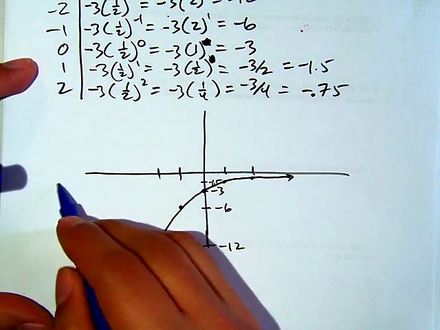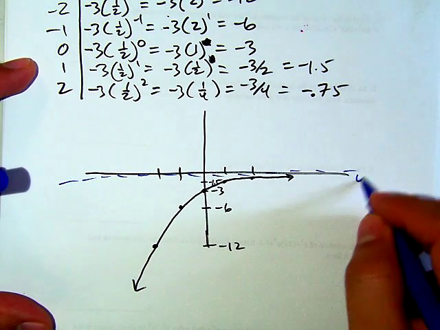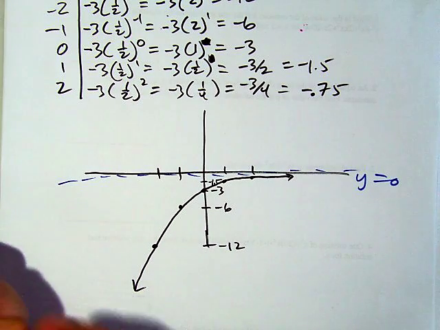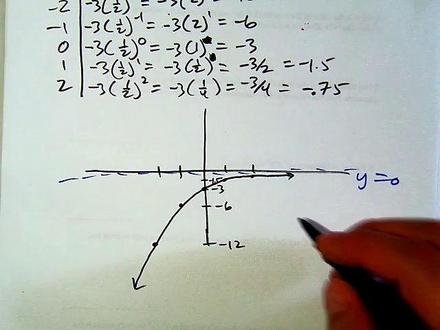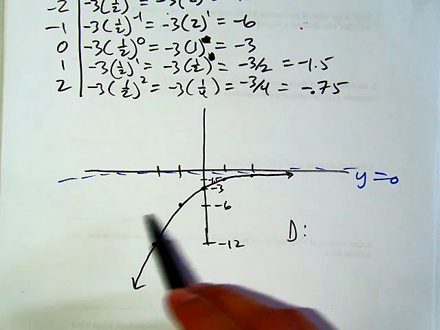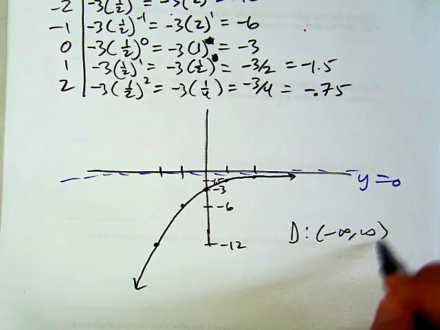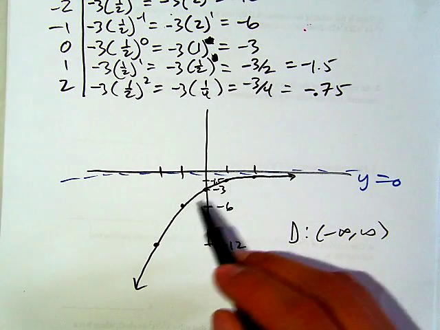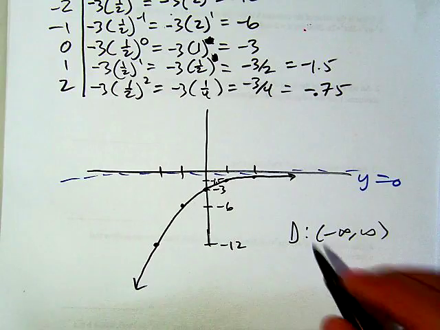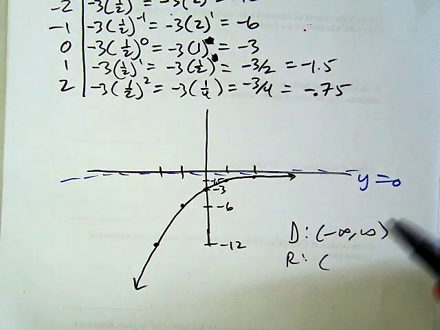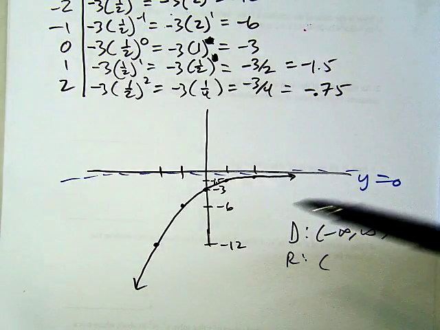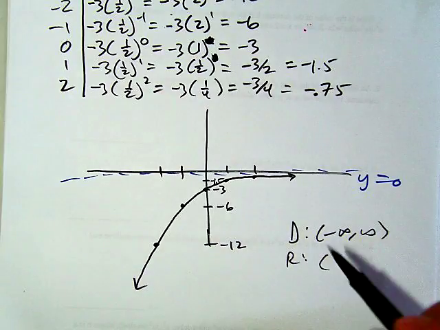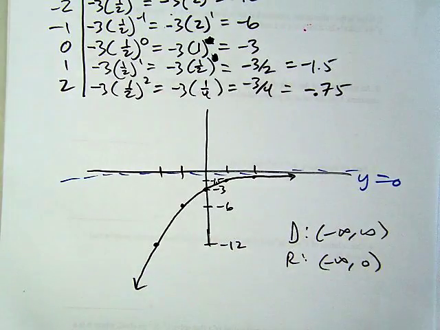Okay? And here's your asymptote again, y equals 0. The domain, if you look again, seems to be all real numbers. There's no x value that will not work. The range, since it got reflected over the x-axis, now instead of 0 to infinity, it's negative infinity to 0. Okay?